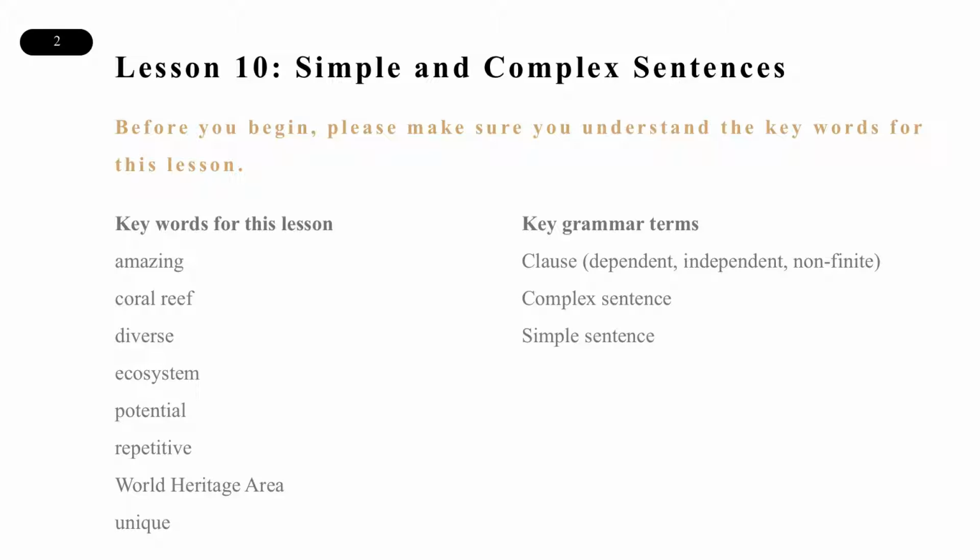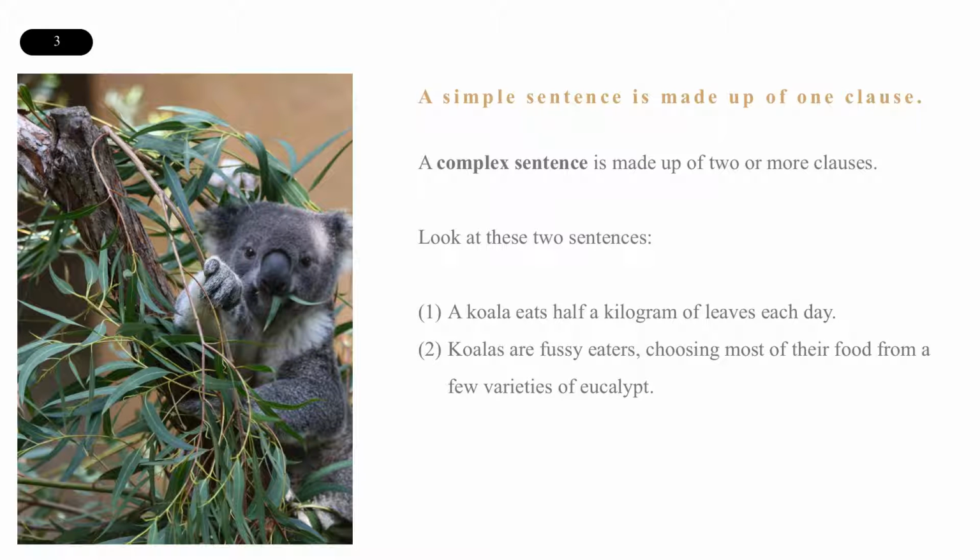Okay, lesson 10 now. Simple and complex sentences. Here is a list of words that you should understand before you start this lesson. So, what is a simple sentence? A simple sentence is made up of one clause. And a complex sentence is made up of two or more clauses.